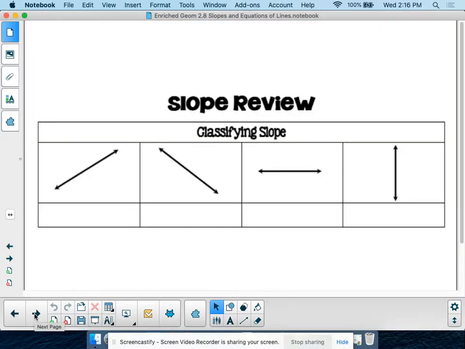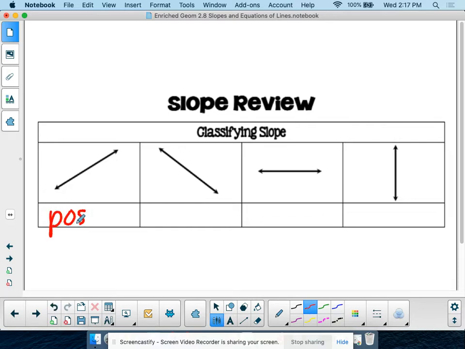So just a refresh, remember slope is the constant rate of change that your line is going. You have different kinds of slope, obviously, that are depicted here. If it's going in an upward manner from left to right, you have a positive slope. If it's going downward as you move left to right, it is negative.